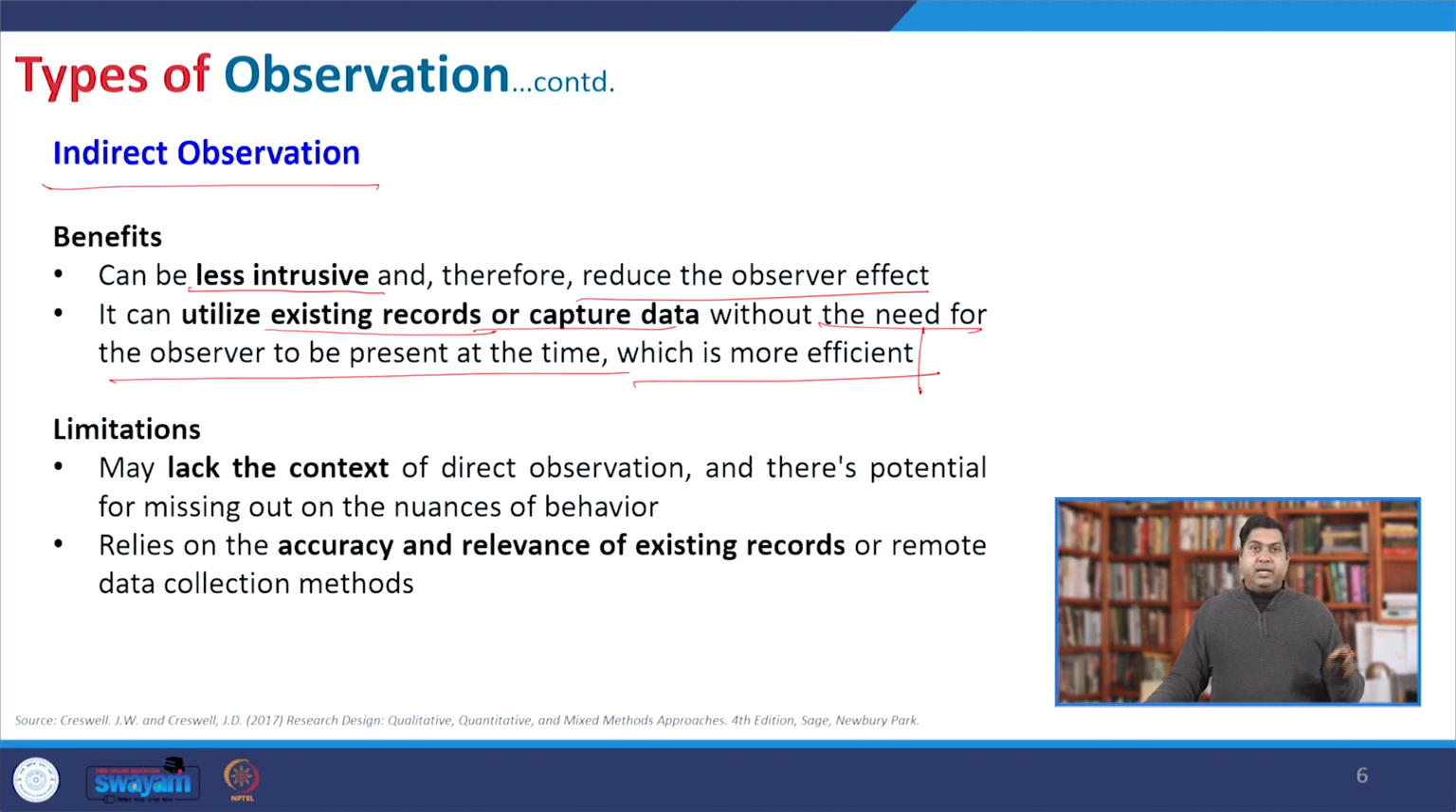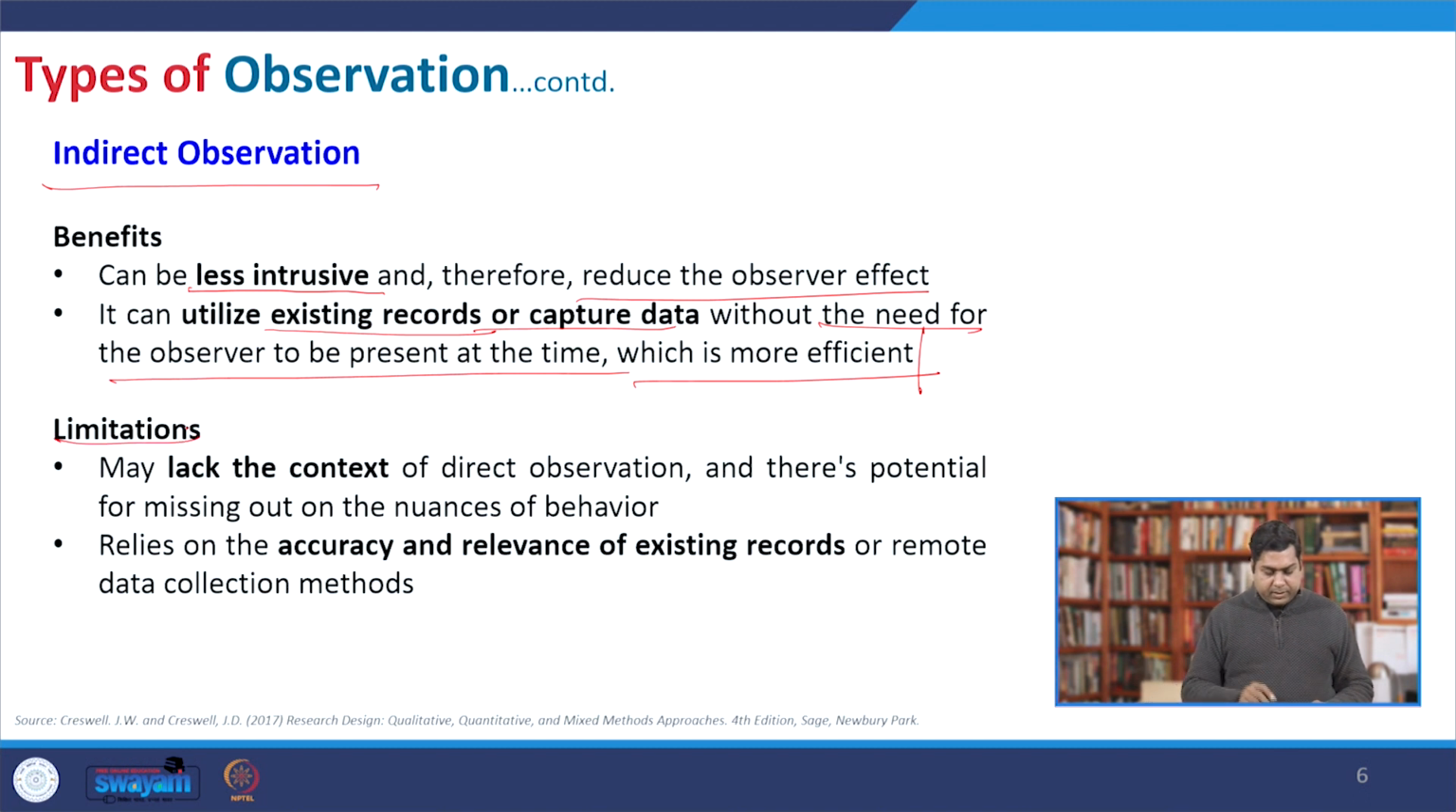So this is again observation, but it is some sort of indirect observation, because those who are making the decisions or analyzing the data are not present at the moment. But it is again something which is capturing the real time, but in an indirect manner.